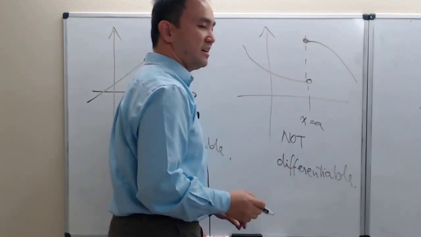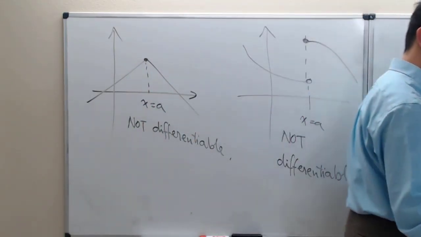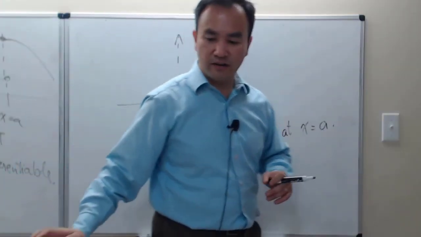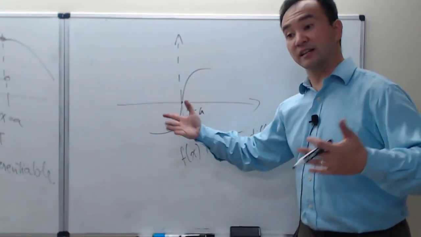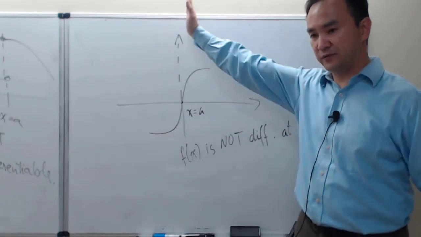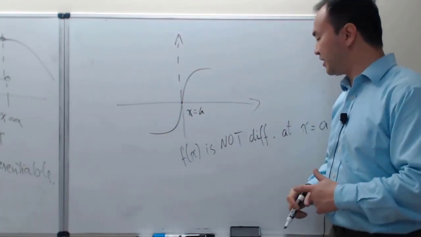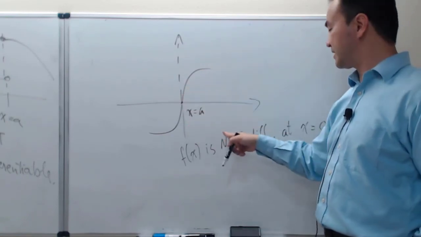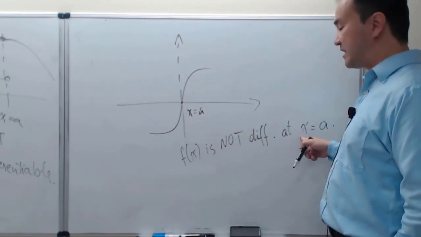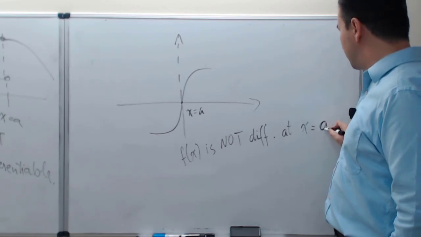At x equals a. And ultimately, the very last case that we just investigated: sometimes the tangent line is vertically pointing straight up like that. A vertical tangent line is also when our f of x is not differentiable at that given value, x equals a.